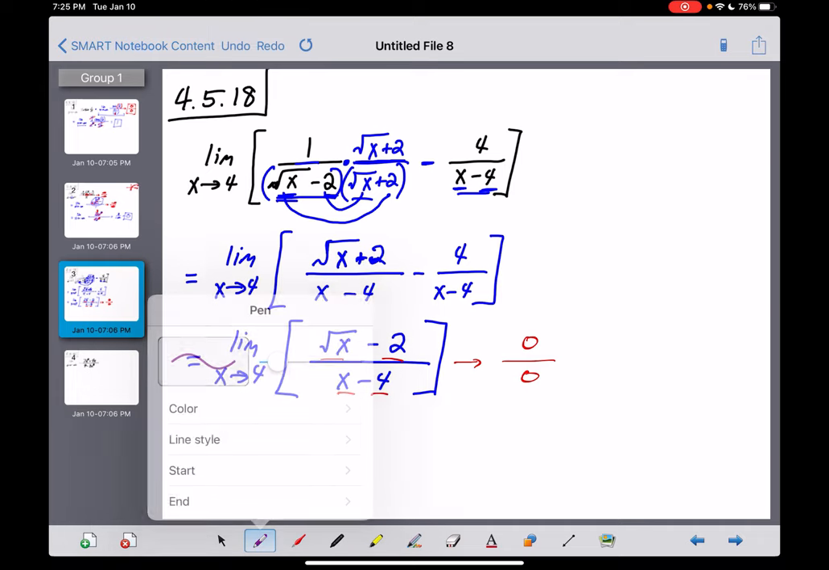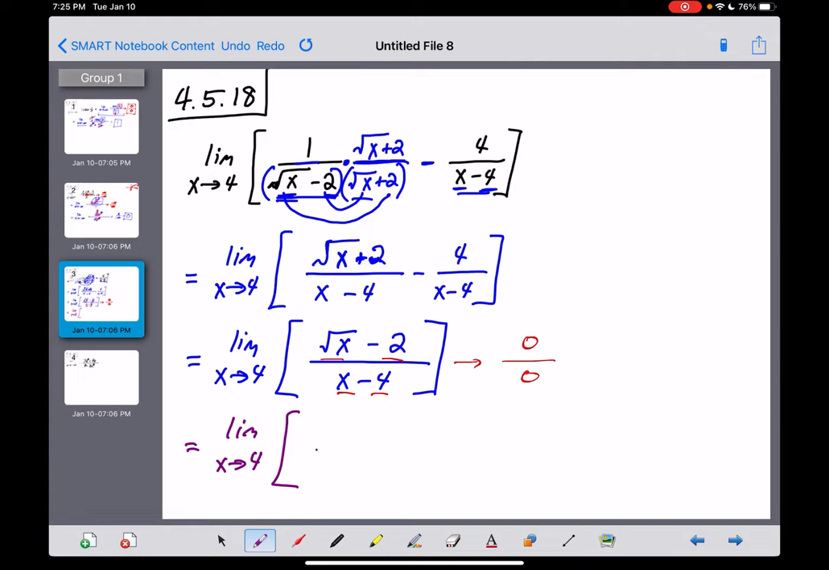So all of that was just prep work. Now let's get to it. That limit is equal to the limit as x approaches 4 of, and here we go, guys. We take the derivative of the top and the derivative of the bottom. So the derivative of the square root of x is 1 over 2 root x. Hopefully you have that one memorized now. And then minus, well, the derivative of 2 is 0. Down on the bottom, the derivative of x is just 1. The derivative of that 4 is 0 as well.